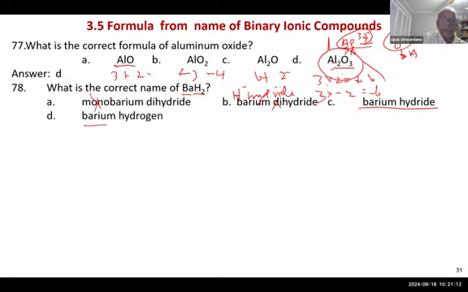Barium hydrogen is wrong. This is an ionic compound. Hydrogen here is negatively charged, 2 of them. So this is balanced: 2 plus, 2 hydride, 2 negative. Therefore, barium hydride is the correct one.